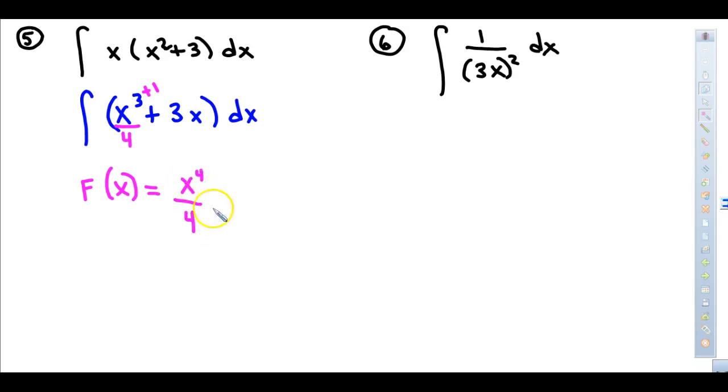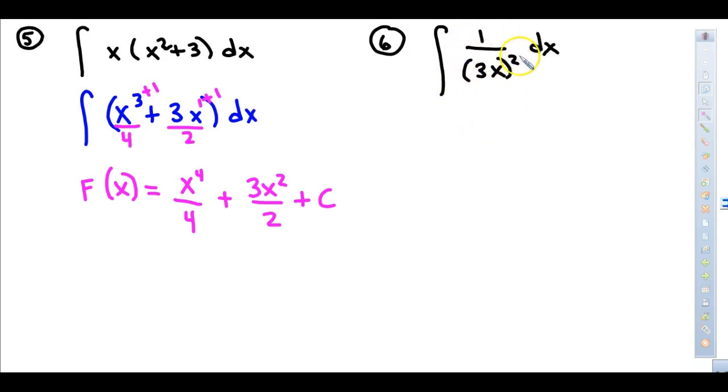To this one, I'm going to remember that just an x actually means that it's x to the first. So I'm going to put a little 1 there. And I'm going to do the same thing. I'm going to add 1 to that understood exponent. That gives me 2. And I'm going to divide by 2. So now that's going to become 3x squared divided by 2 and then plus c. And I'm done. Okay? Number 6.